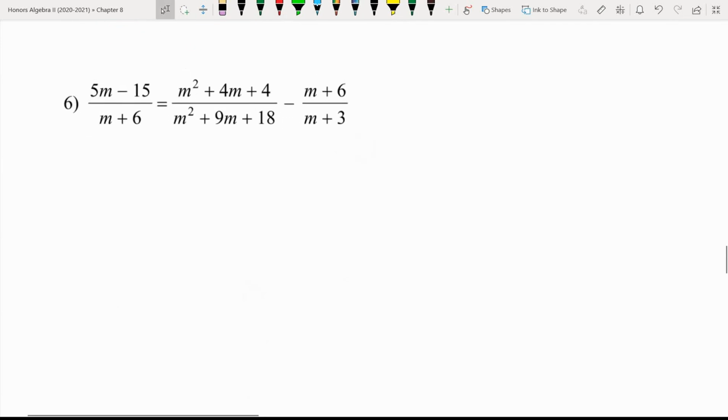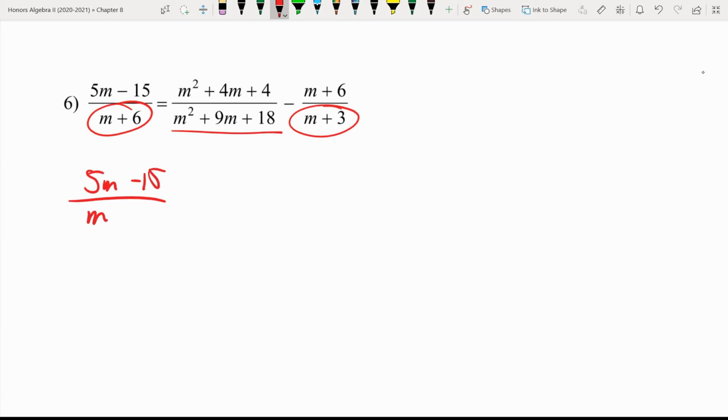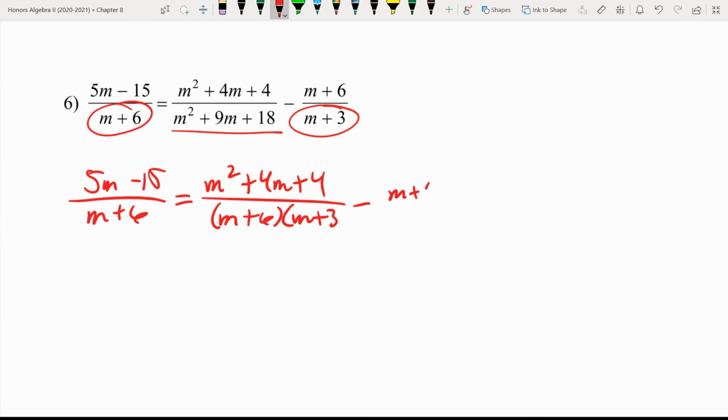This one here, same deal, just need to factor this. I'm going to guess, though, the factors are going to be m plus 3 and m plus 6 for this, just because there's a good chance it's going to happen, right? And it turns out, yes, that is true. Kind of a good hint there. 4m plus 4, this is m plus 6, m plus 3, minus m plus 6 over m plus 3.